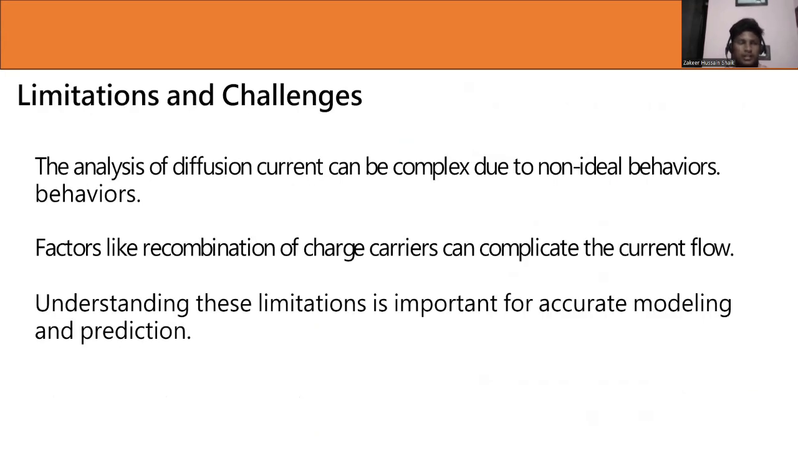Limitations and challenges. The analysis of diffusion current can be complex due to non-ideal behaviors. Factors like recombination of charge carriers can complicate the current flow. Understanding these limitations is important for accurate modeling and prediction.